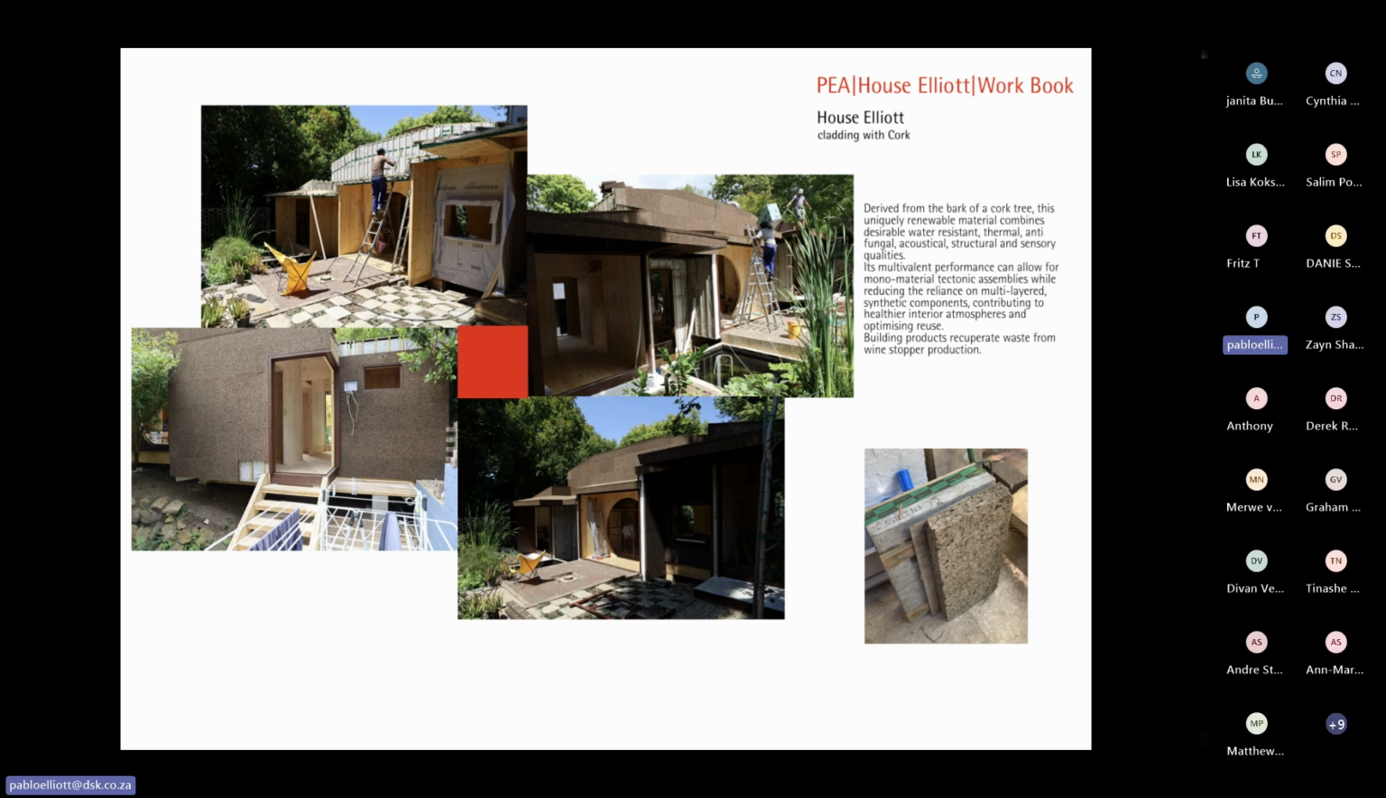Cork is an incredible material. It's derived from the bark of the cork tree. It's renewable. It is water resistant, thermal, antifungal, acoustical, structural, and that has sensory qualities. It allows for this monolithic type of image here, or appearance, because I decided I used it for the roof as well as the walls. And it reduces reliance on multi-layered synthetic components, healthy interior atmospheres, and it can be recycled.